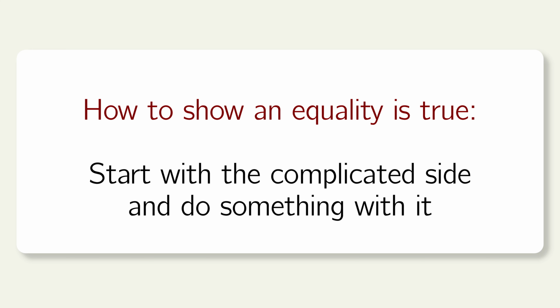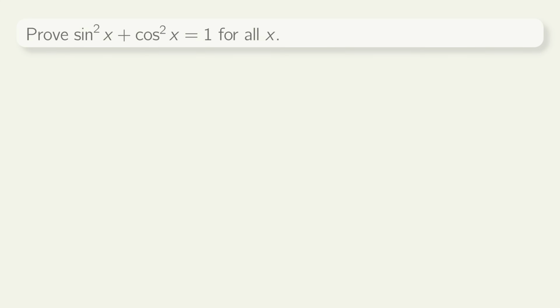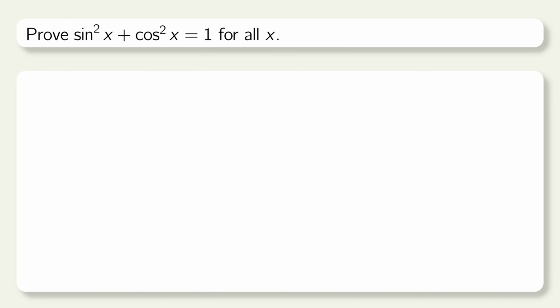Let's see this in action. Let's go back to the sine squared x plus cosine squared x equals 1, one of the most basic equalities in trigonometry. So what I'll do is say, well, what's the most complicated side? And in this case, it's kind of obvious, right? It's the thing on the left-hand side, the one involving the squares and all the sines and cosines. So let's take that. Sine squared x plus cosine squared x equals.